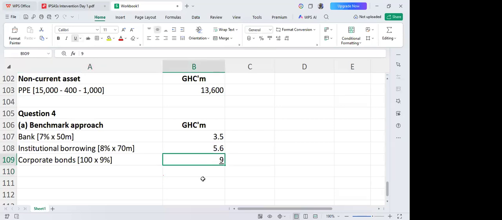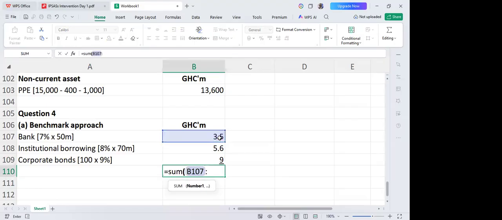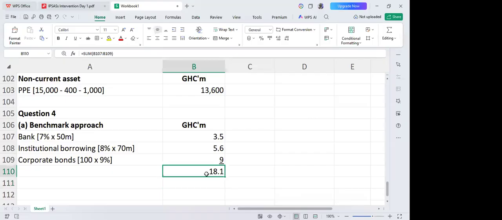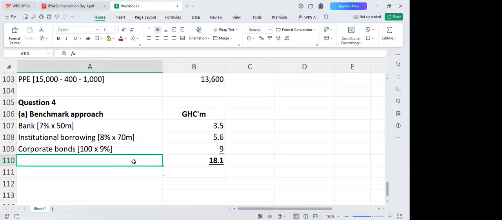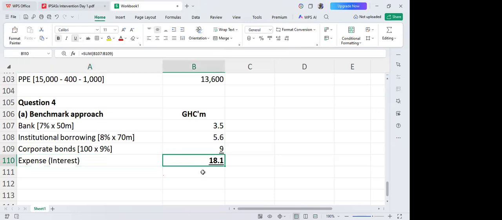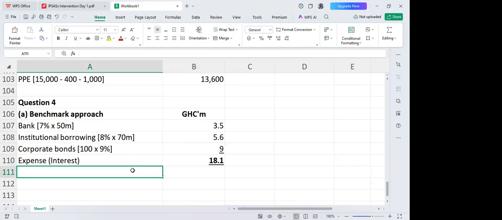So we sum these three together. We get 18.1. So you indicate that this will be expensed. In public sector, what type of expense is this? The question deals with the Ministry of Roads, so this is a covered entity. You treat this one as interest. One of the items you have in expenditure is interest. You take the 18.1 million there. We are done for the benchmark approach. That's all.